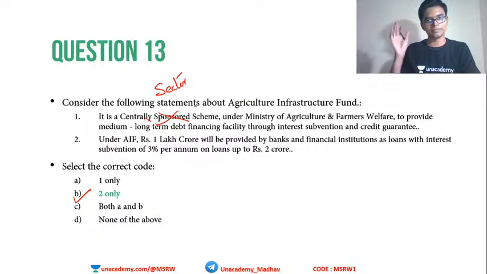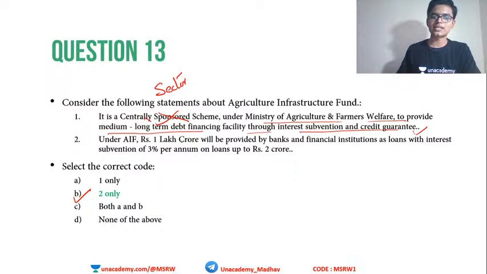So the implementation agency is central government. Under Ministry of Agriculture and Farmers Welfare, medium to long term debt financing through interest subvention and credit guarantee. Correct. Second one is the very famous statement, 3% per annum interest subvention up to 2 crore rupees. I think all of you know this sentence. Here was the confusion. It was not a centrally sponsored scheme. It is a central sector scheme. So 1 is wrong. 2 is correct. Option B.